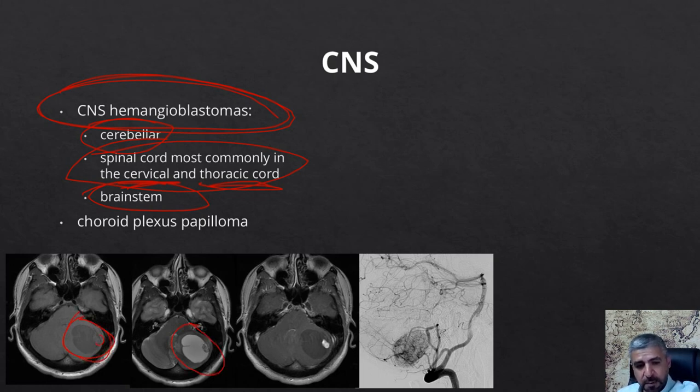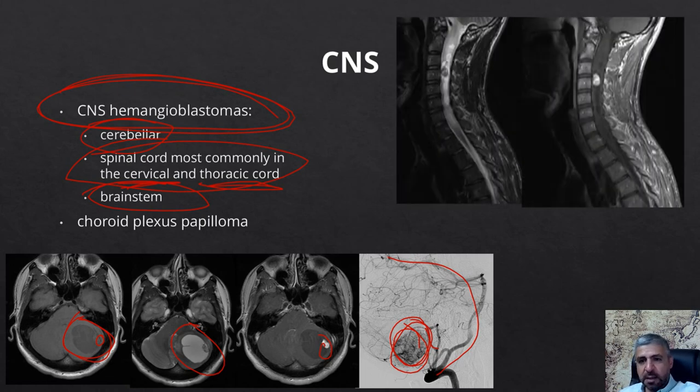It's a cyst with a mural nodule, and the nodule shows intense post-contrast enhancement. As you can see in this digitally subtracted conventional angiography, there is a nodule with very marked enhancement. This is of course the cerebellar type, and the brainstem type is basically the same. You have a cystic lesion with a mural nodule, and the nodule shows intense post-contrast enhancement, with surrounding myelomalacia or syrinx, whatever you want to call it.